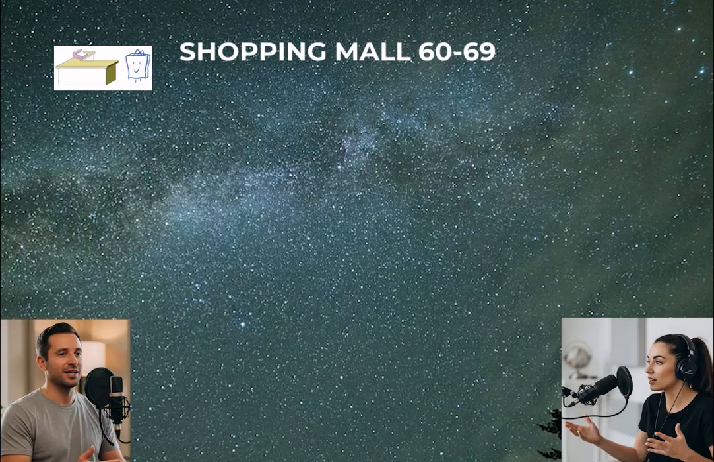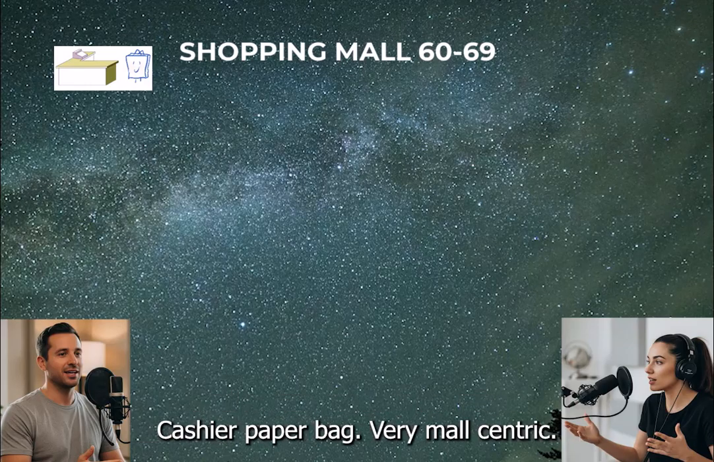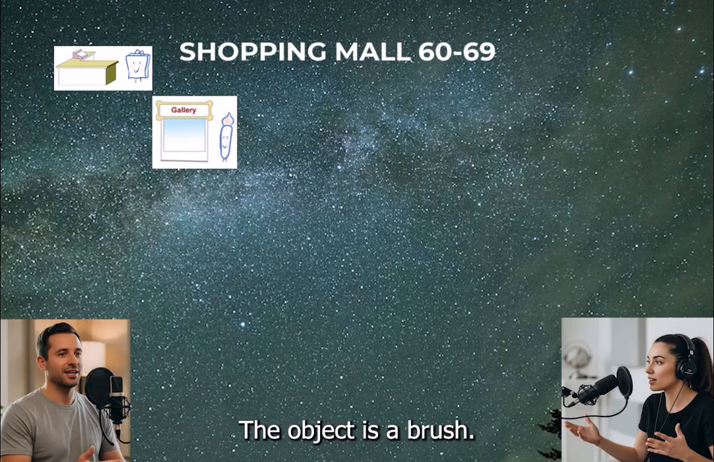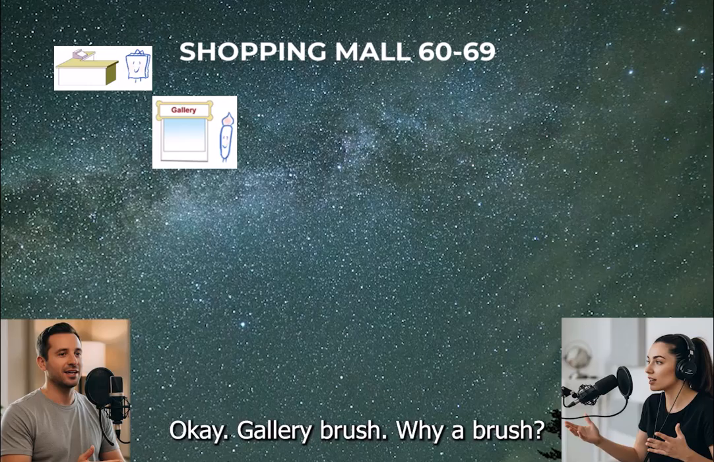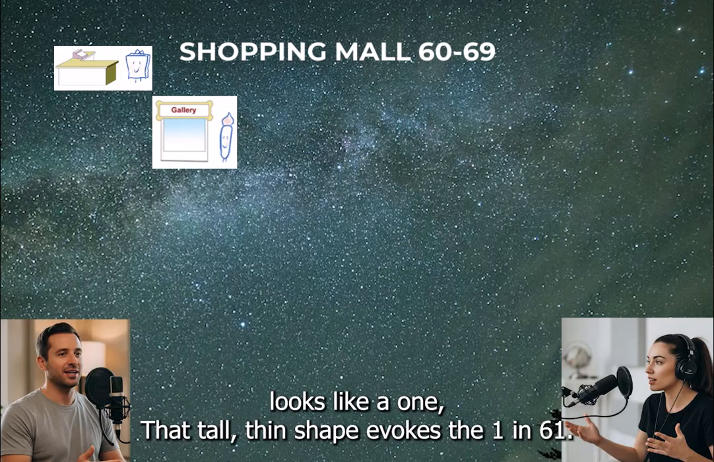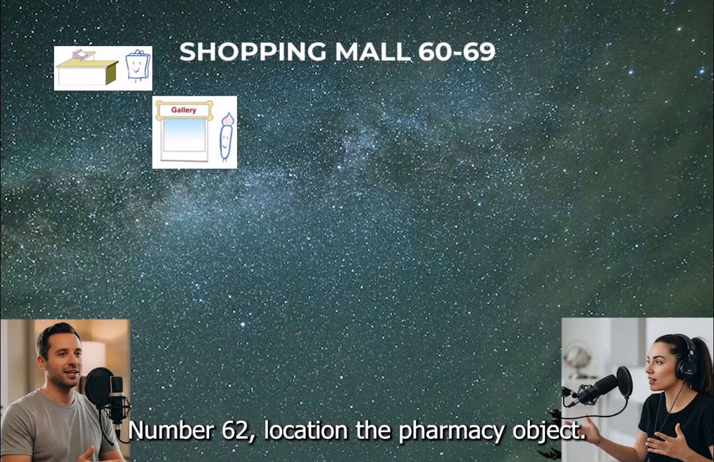All right, for 60, the location is the cashier. The object, a paper bag, kind of representing the whole shopping experience, maybe. Makes sense. Cashier, paper bag, very mall-centric. Then for 61, the location is the gallery in the mall. The object is a brush. Okay, gallery, brush. Why a brush? Here's that principle. The brush is chosen because it kind of looks like a 1. That tall, thin shape evokes the 1 in 61. A visual shape association. I like that. Then number 62.